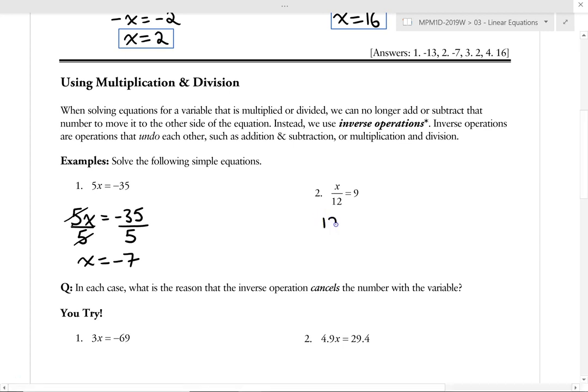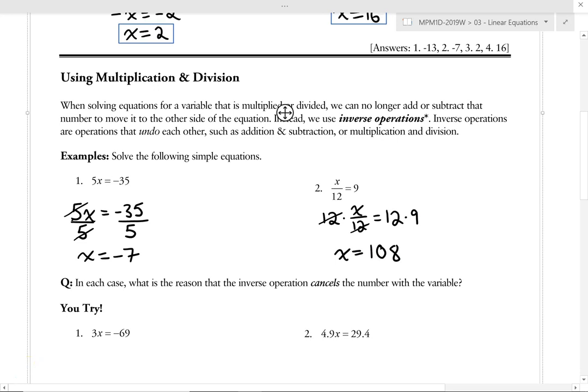Well, we would get 12 times x over 12 is equal to 12 times 9. Now what this does, of course, is it allows us to cross-cancel on the left these 12s, just like before. And on the right side, we're left with simply just 9 times 12, which is 108. Okay, so let's do a bunch more examples.